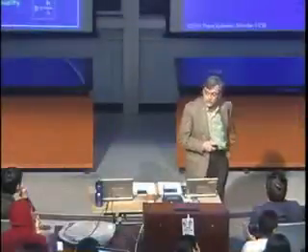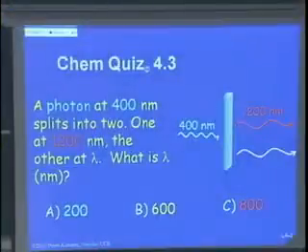So that would be great if you have a wavelength of 400 and you split it and you make a higher energy. You can't do that, okay? You would gain energy. That doesn't work that way. So both of them have to have longer wavelengths, right? Now, that means the question was 600 and 800 here.